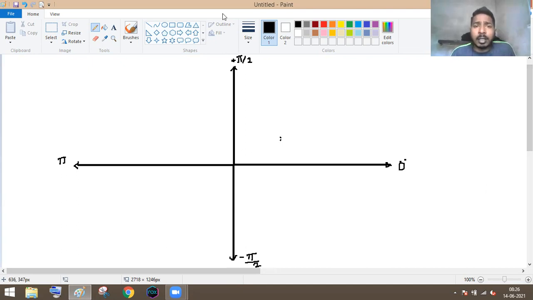We have two groups of inverse trigonometric functions. The first group lies from minus pi by 2 to pi by 2, and the second group lies from 0 to pi. First we will discuss the first group, where you can move from 0 to pi by 2 and from 0 to minus pi by 2. So in the first and fourth quadrants, the group of inverse functions lies here, the sine inverse x.